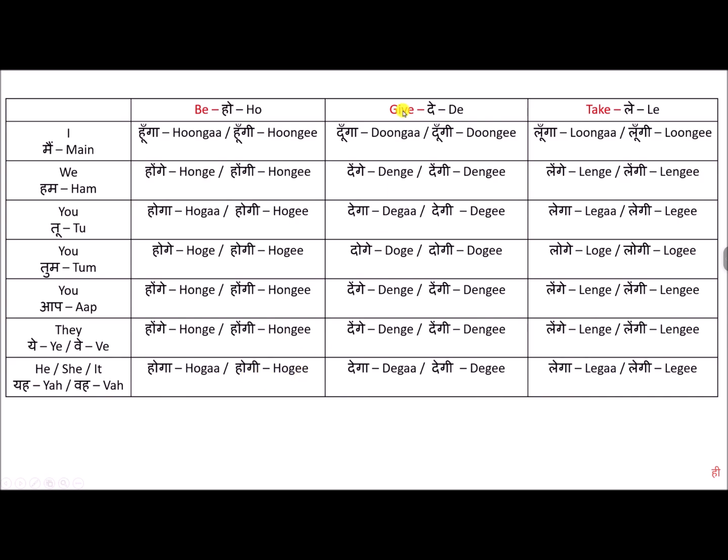Okay. Give. With I, de becomes दूंगा, दूंगी, देंगे, देंगी, देगा, देगी, दोगे, दोगी, देंगे, देंगी, देगा, देगी.